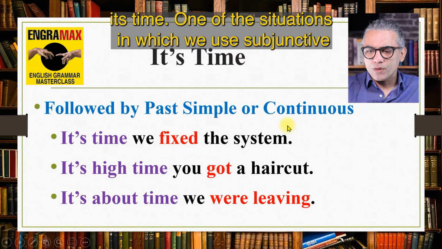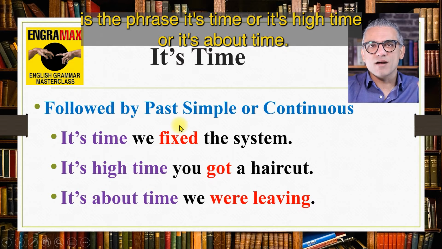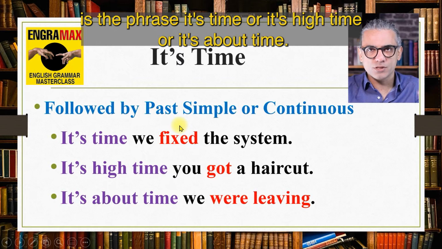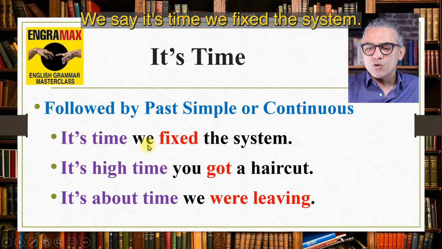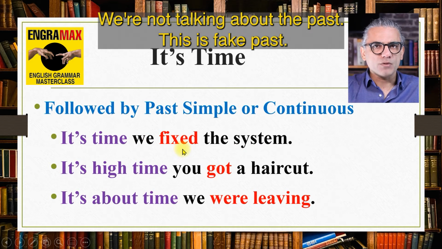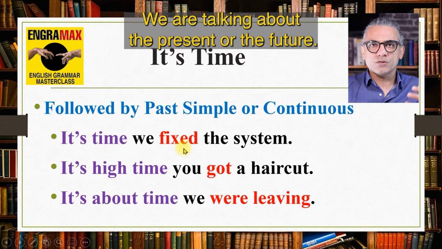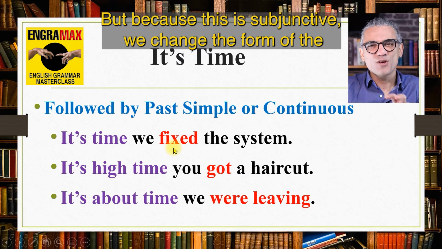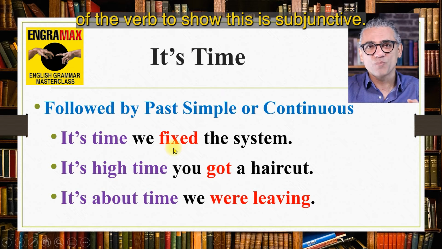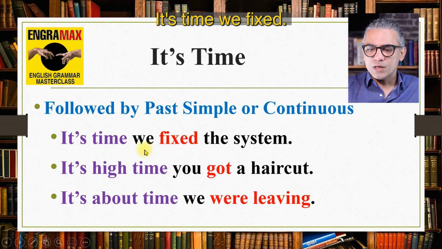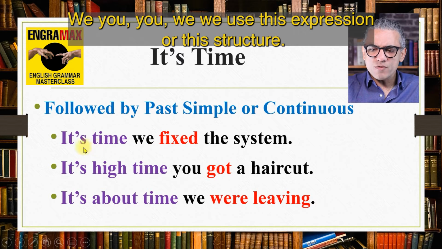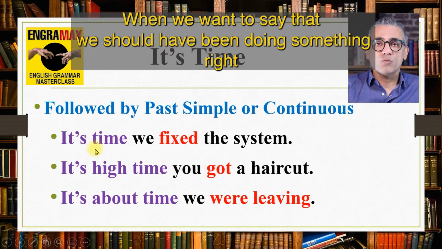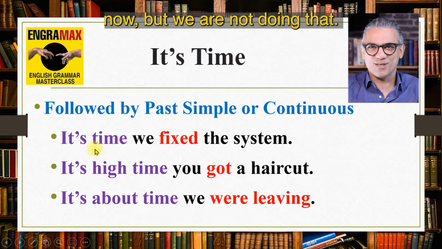It's time. One of the situations in which we use subjunctive is the phrase it's time, or it's high time, or it's about time. We say, it's time we fixed the system. We're not talking about the past. This is fake past. We are talking about the present or the future. But because this is subjunctive, we change the form of the verb to show this is subjunctive. It's time we fixed. We use this structure when we want to say that we should have been doing something right now, but we are not doing that.